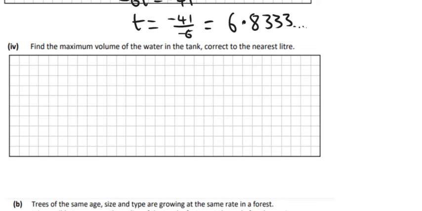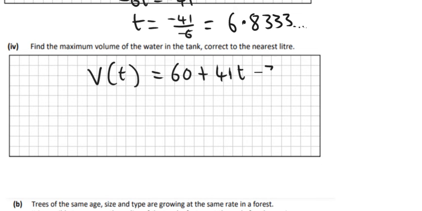Right then, so for part 4 we have to find the maximum volume of the water in the tank. So we know that it's at its maximum when t is this thing here, or 6.8333. So V of t, let's just write out the function again. It's 60 plus 41t minus 3t squared. So all we're going to do is sub into the original function.